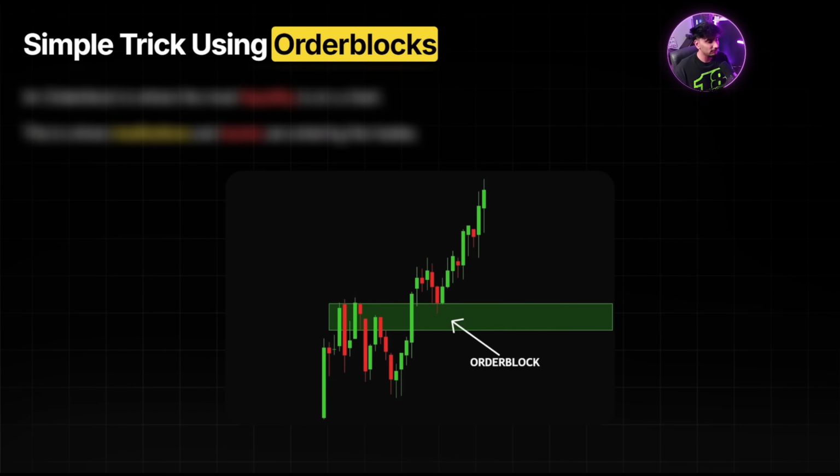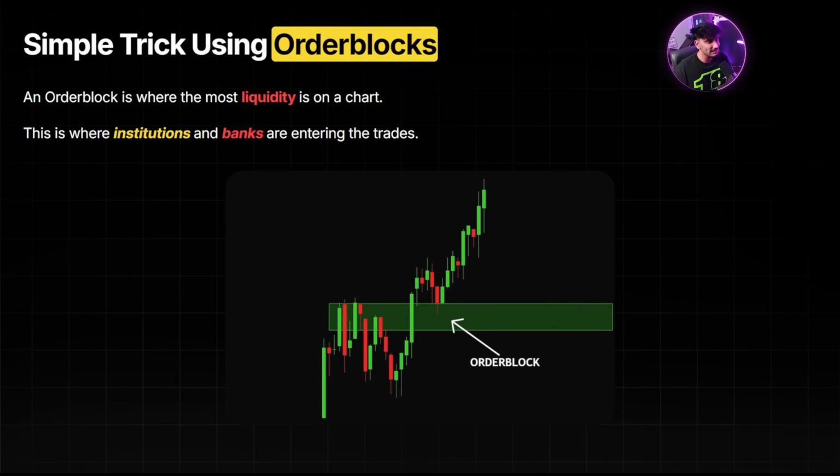So how can we increase our win rate using a simple trick with order blocks? Well, first we have to define what an order block is. An order block is where the most liquidity is on a chart. This is where institutions and banks are entering potential trades.